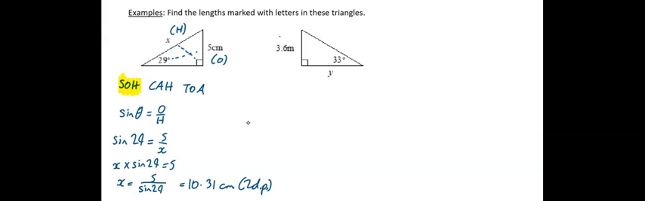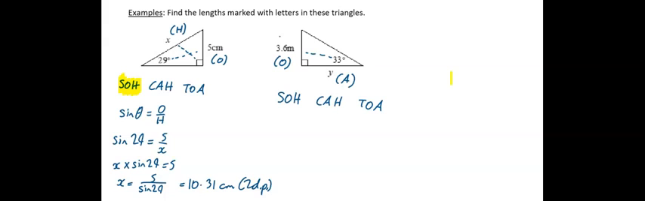Our second example, same idea. What we want to do is label our triangle. So relative to the 33, the y is the adjacent side, and our 3.6 is opposite because it is opposite the angle. Write down your SOHCAHTOA again, and then decide which of our three trig ratios we should use.